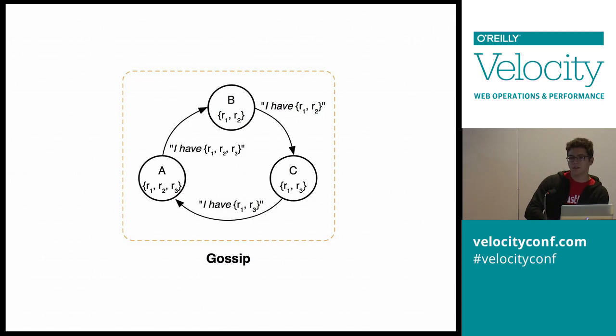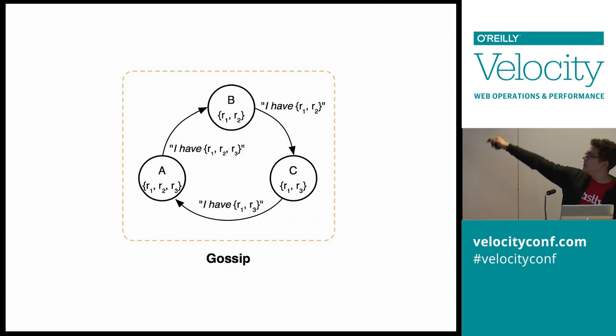So to deal with this, Bimodal Multicast has a gossip phase. The way this works is periodically, every server will pick another server at random and send that other server a list of all of the messages they know about. So for example, A will pick B and tell B that it has messages 1, 2, and 3. B will pick C and tell C that it has messages 1 and 2. And C will pick A and it says it has messages 1 and 3.